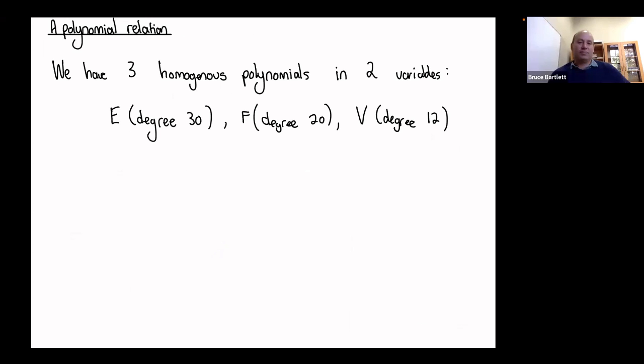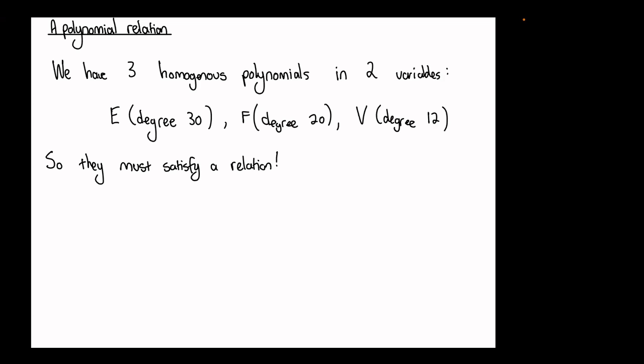Okay. So one thing we need to bear in mind here is that we've got these three polynomials that I've introduced: the vertex polynomial, the face polynomial, and the edge polynomial on the icosahedron. The edge polynomial is of degree 30 because there's 30 edges. The face polynomial is of degree 20 because there's 20 faces. And the vertex polynomial is of degree 12 because there's 12 vertices. We've got three homogeneous polynomials in two variables. They have to satisfy a relation, right? V plus f minus e is 2.